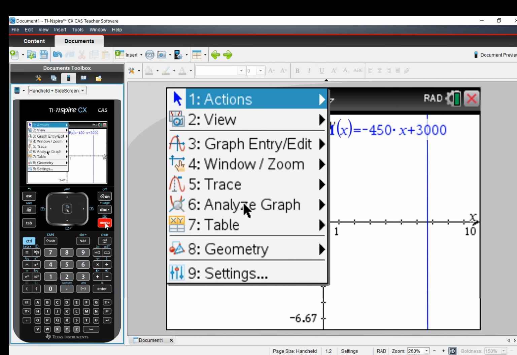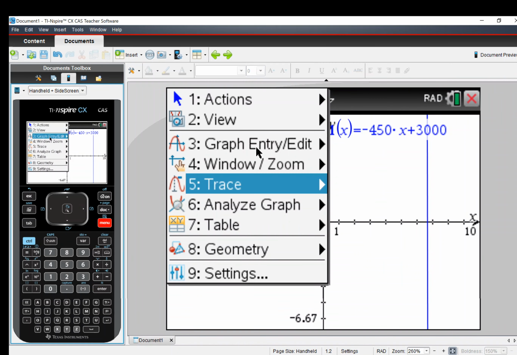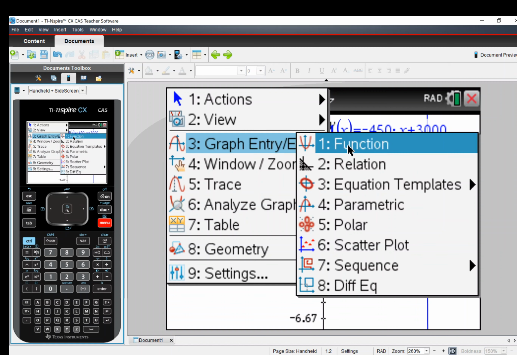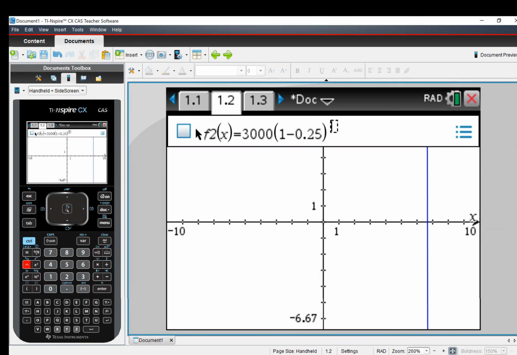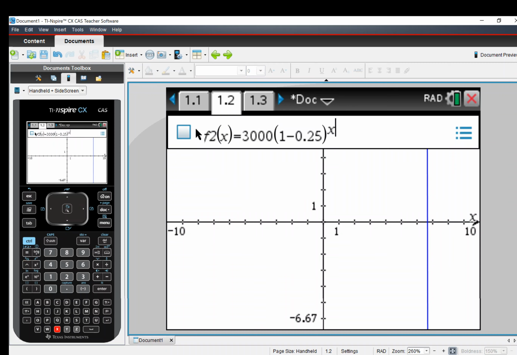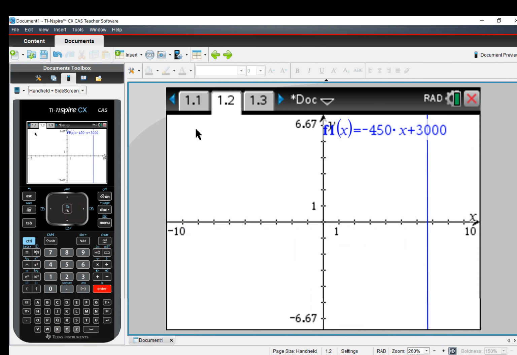So I'm going to go menu and graph entry edit, and I'll go function. So that was menu 3 and then 1. Okay, you can see it brings up a new function, and I'll put the reducing balance here. So that was 3000 bracket 1 minus 0.25 to the power of x. So once again, replacing that n with an x there. Okay, if we push enter, it graphs that one.